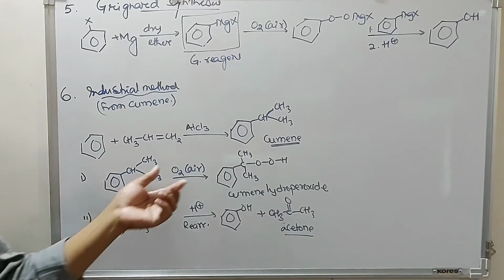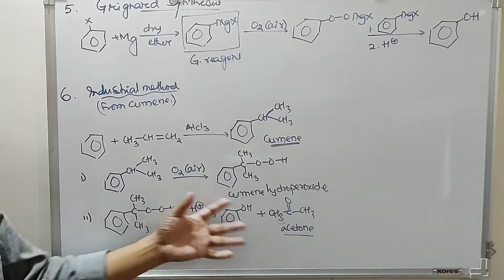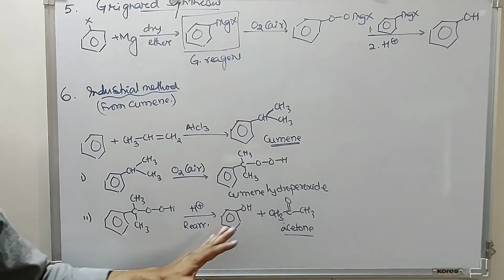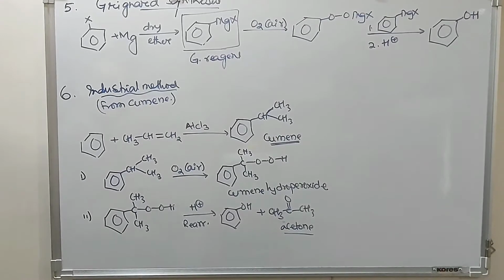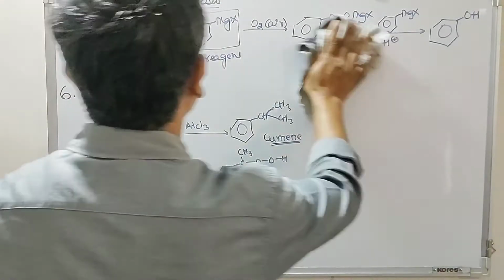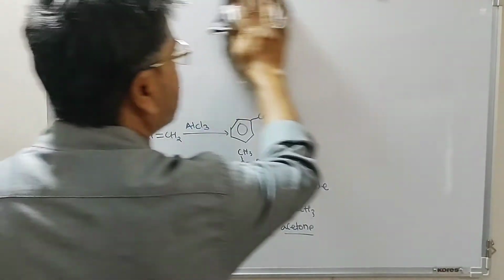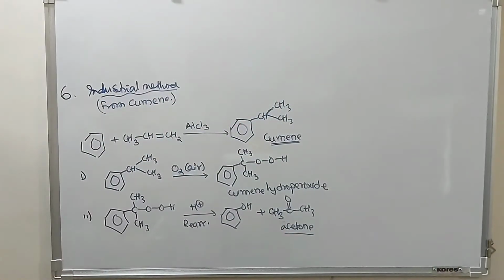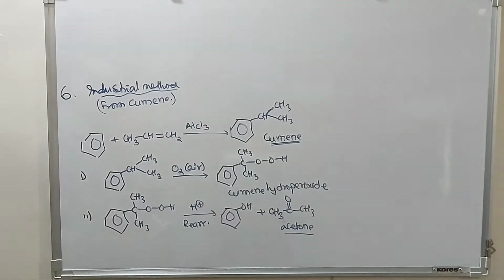The first reaction is aerial oxidation, which gives you the hydroperoxide. This hydroperoxide on acidification gives you phenol and acetone. Then we have the next method of preparation. Let me just give you the mechanism of this rearrangement.